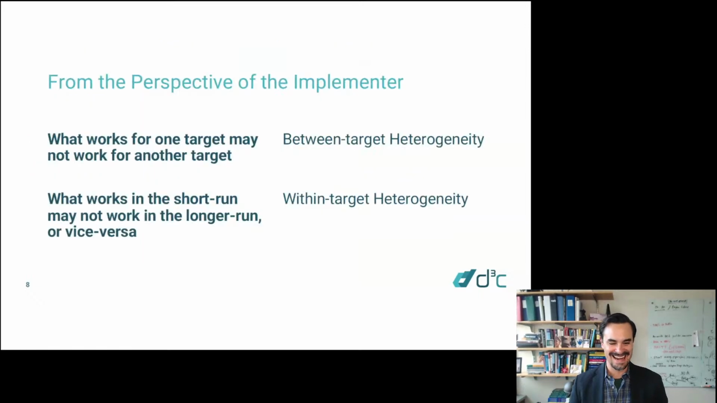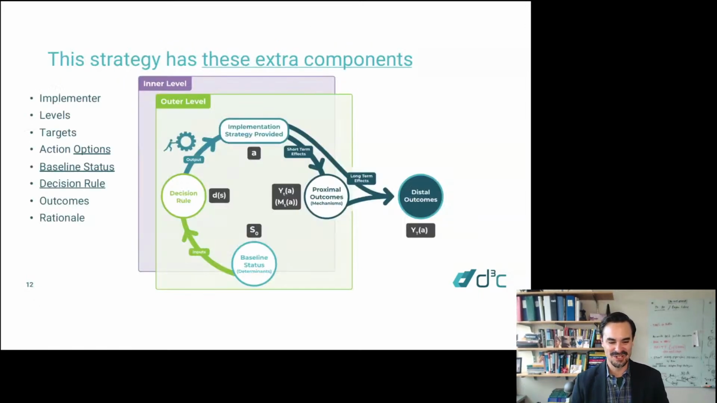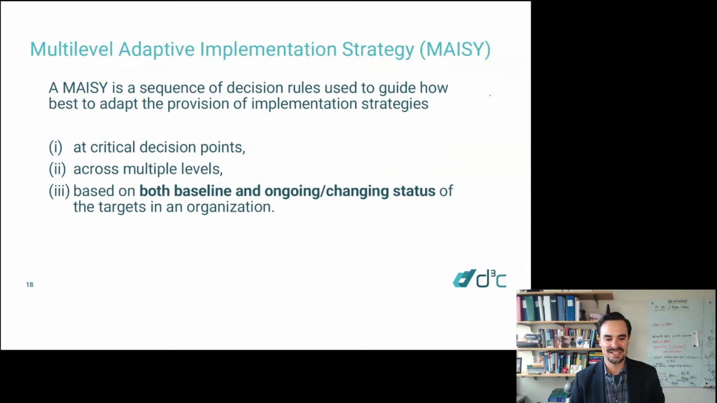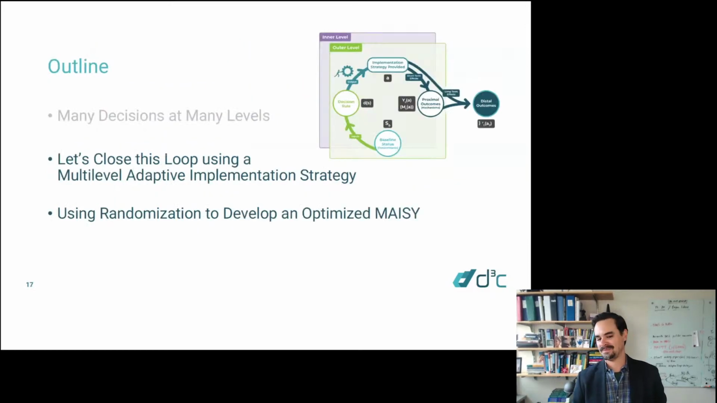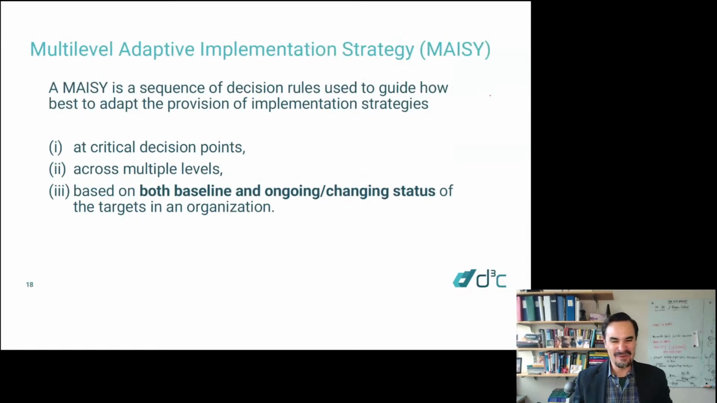All right, and now I'm going to jump over to slide 18, and this is only because I only have 40 minutes instead of an hour. Okay, so here we go. All right, what I'm talking about today is an idea, a concept, a type of implementation strategy called a MAISY, a multi-level adaptive implementation strategy.